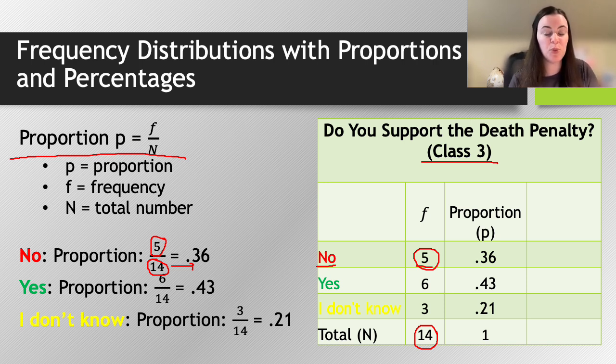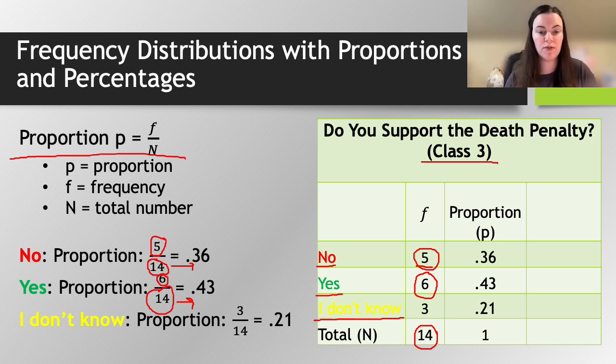If I wanted to calculate the proportion for students that did support the death penalty or responded yes, I just follow the same formula and steps I did when we calculated for no. I take my frequency value of 6, plug that into my numerator here in our formula, and divide by our total of 14 to get a grand proportion of 0.43. And lastly, I can do that for my I don't knows as well, or students that didn't necessarily have a strong opinion either way in terms of support for the death penalty. All that I take is my frequency value here, plug it into my numerator, and divide by the total.